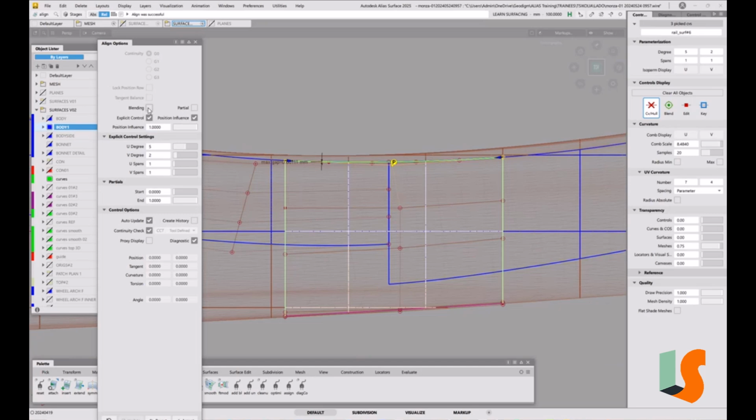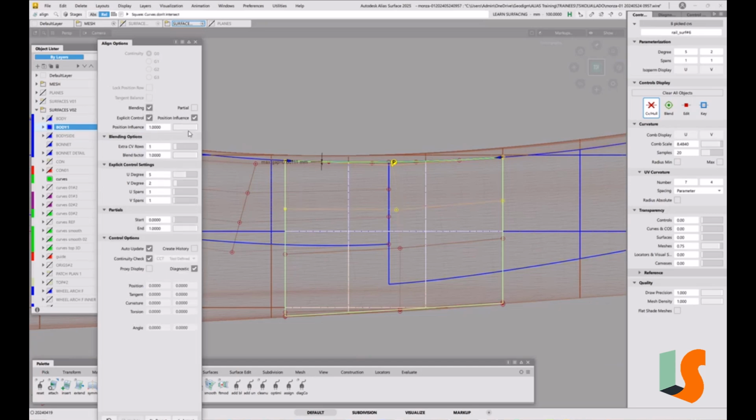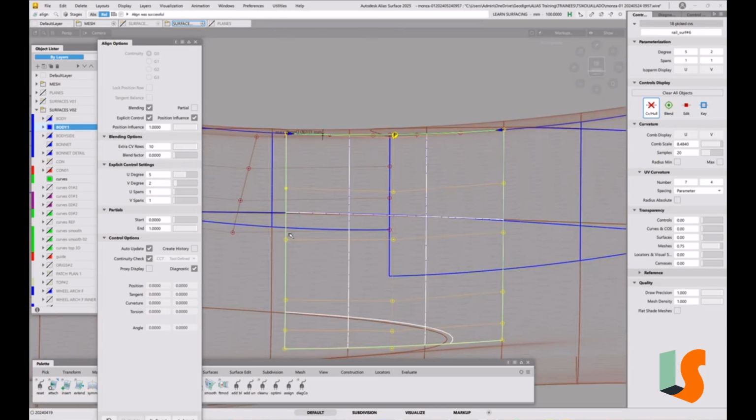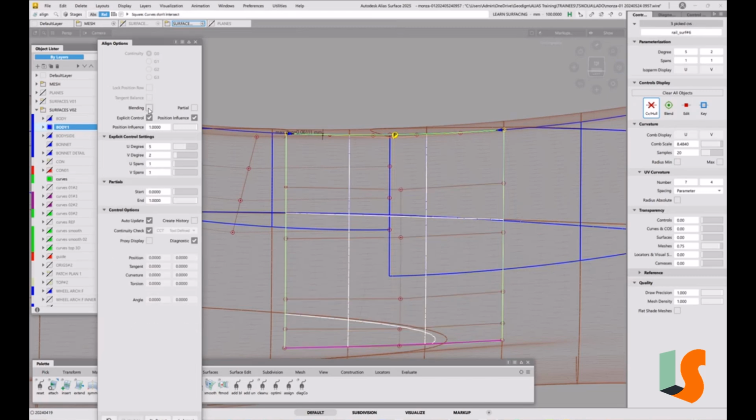But what we can do with that is we could say blend, and then we put blend across the whole surface, so all the way to the far side, and then we drop the blend factor down to 0, and it effectively moves all those center CVs across that way. Let me just take blend off for a minute. So it does actually change the section there a bit. So maybe I won't do that.